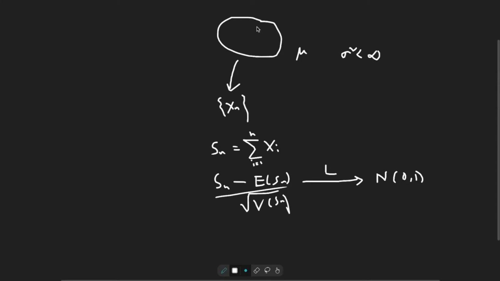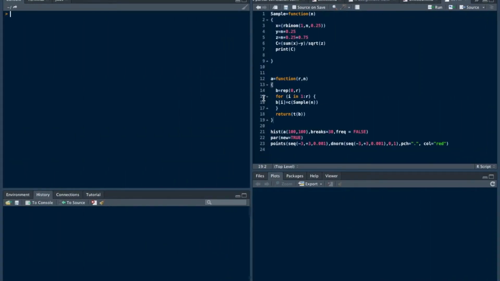Suppose this population is Bernoulli with some parameter, let's specify this parameter, say 0.25. Okay, let's go to RStudio. We assign x equals to rbinom(1, n, 0.25).